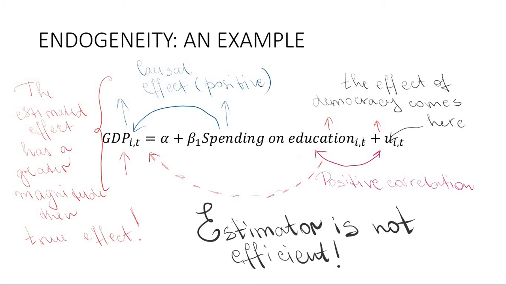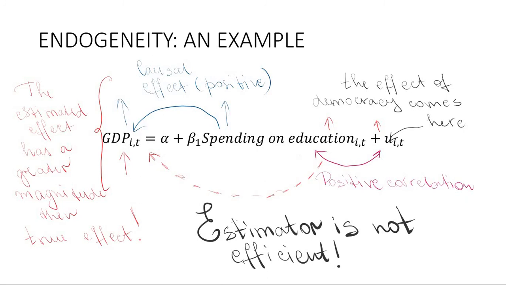However, we forgot to include the effect of democracy in this model. Democracy will affect spending on education, and spending on education will also affect GDP. So we overestimate the effect of spending on education. The estimated effect has a greater magnitude than the true effect, and that's why our estimator is not consistent. So that's why endogeneity is a problem for OLS estimation.